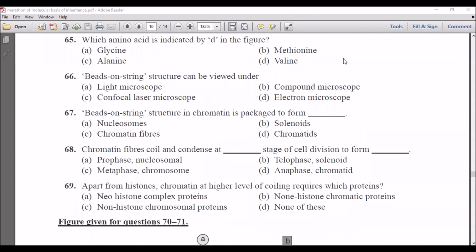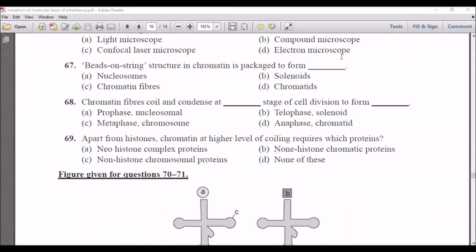Next question is, beads on string in a chromatin is packed to form nucleosome, solenoids, chromatin fibers, chromatin. This beads-like structure in a chromatin is packed to form this chromatin fiber. So option C is the correct answer.